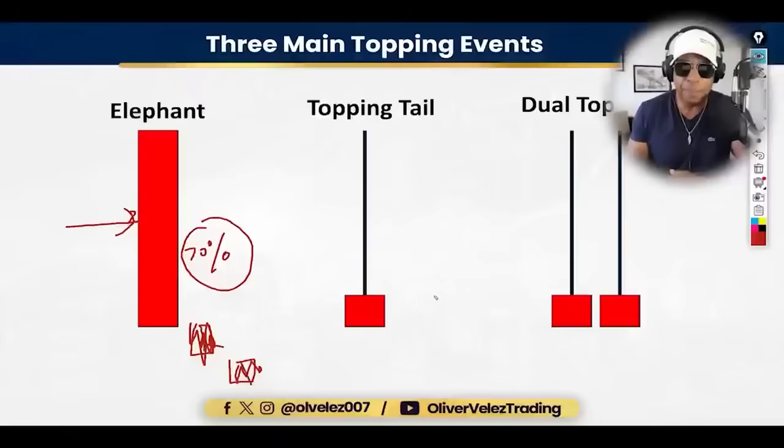All right. Now, on the topping tail bar, you get about the same. It's actually maybe a tiny bit less, but it's so tiny. Let's just call it the same. So this is about a 70% follow through rate as well.